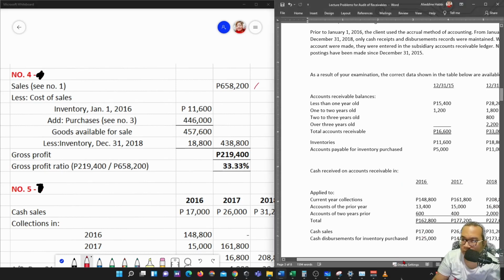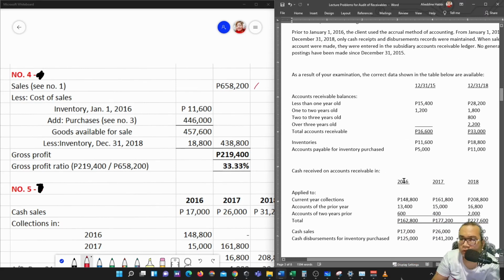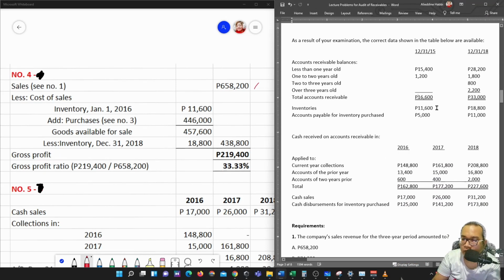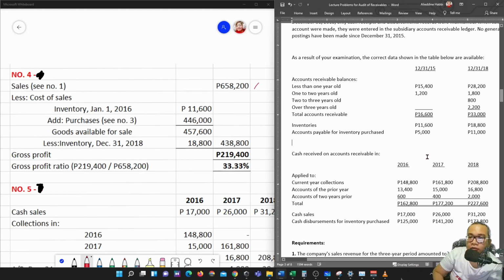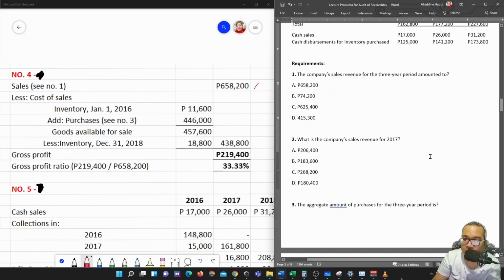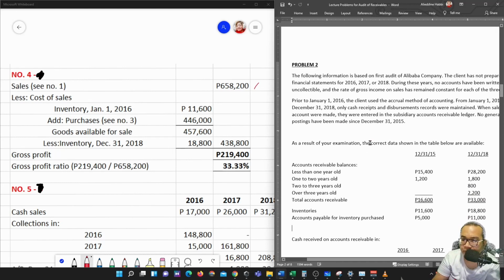So, yung beginning inventory. Ang ending inventory ng prior period ay beginning of the current or next period. In this case, on December 31, 2015, the ending inventory was 11,600. So yan yung magiging beginning inventory ng 2016. And since 3 years ang pinag-usapan natin dito and constant lang for the entire year, so good lang.